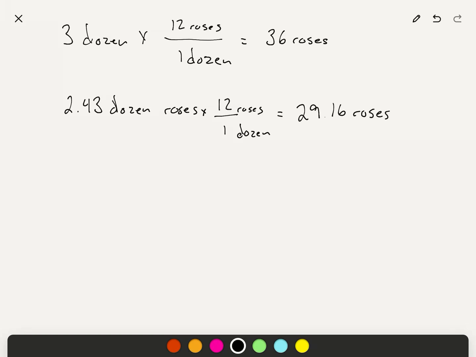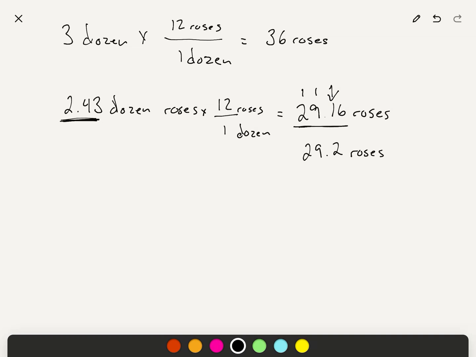Now, obviously, we can't have 0.16 roses, so it would be 29 roses. But if we were going to use significant figures here, we would actually get 29.1 roses because this number here has 3 significant figures. Or actually 29.2 roses, I guess. So we would need to round this number to 3 significant figures. So 1, 2, and 3. So 29. That 6 is going to make that 1 a 2.